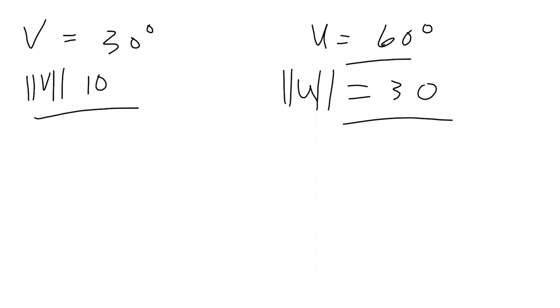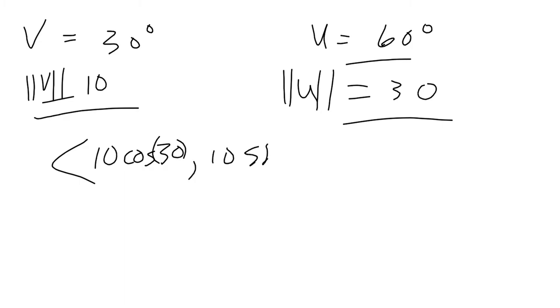So they just gave us the direction of each and the magnitude of each. Well, the first thing you're going to want to do is turn these two vectors to component form, because adding vectors in component form is easy. So to add these two vectors, I'm going to turn them to component form. So to turn this one to component form, it'd be 10 cosine of the angle, comma, 10 sine of the angle.